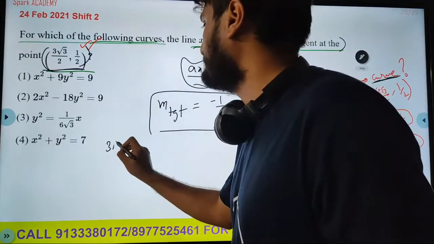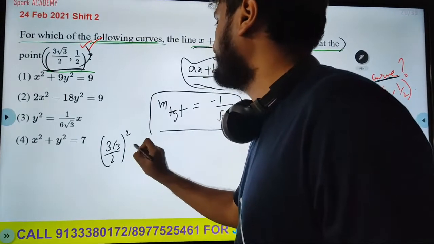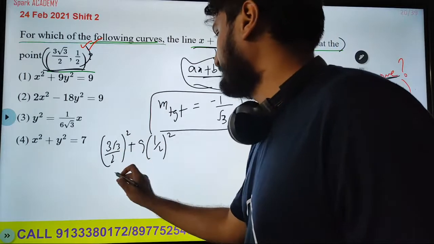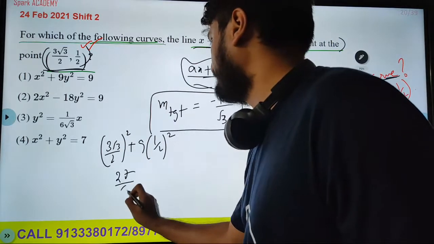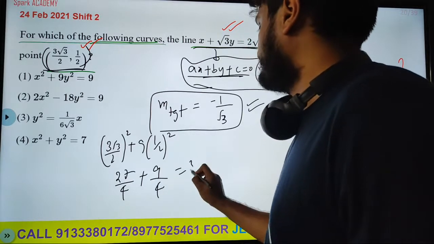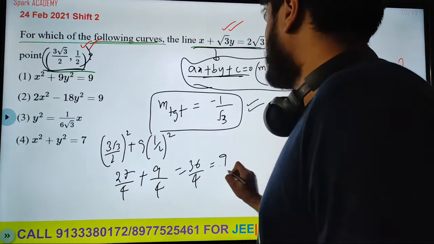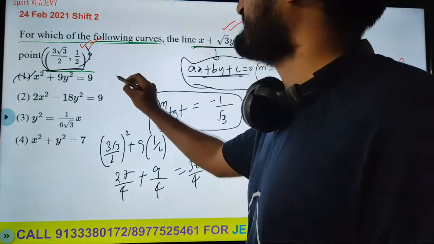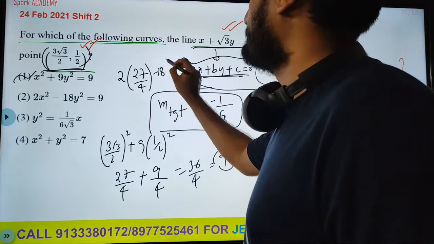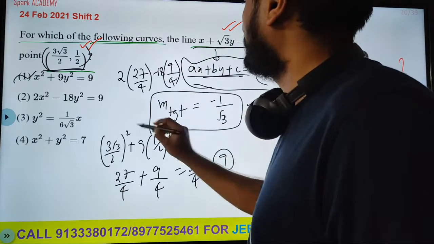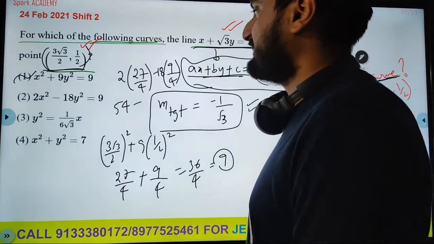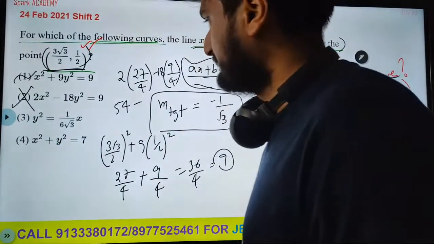So let's check the first option. (3 root 3 by 2) whole square plus 9 into (1 by 2) whole square. What is (3 root 3) whole square? 9 into 3, 27 by 4, plus 9 by 4. This is 36 by 4, which is 9. Satisfying. Let's check the second option. 2 into 27 by 4 minus 18 into 9 by 4. 54 minus 18 lines up, so this will be negative, not possible.